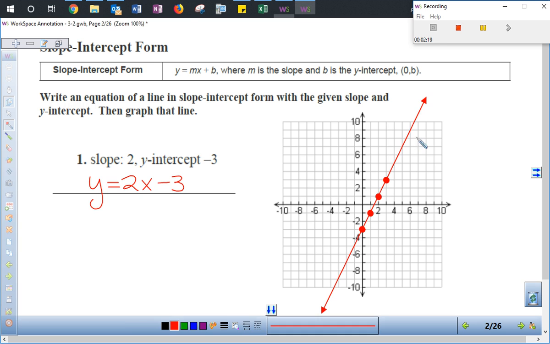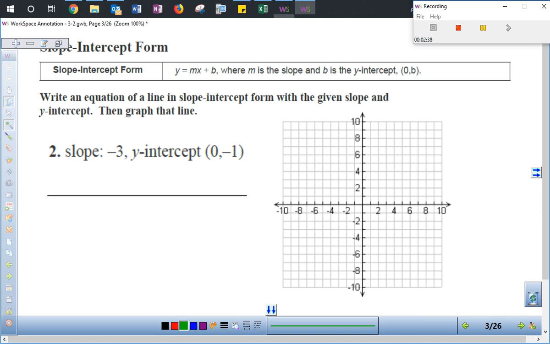Now take note, my line starts on the outside of the graph and ends on the outside of the graph. It goes all the way through the graph, and it ends in arrows to show that it goes on forever. So you need 4 points on your line, and the line goes all the way through. Let's try it again on number 2.